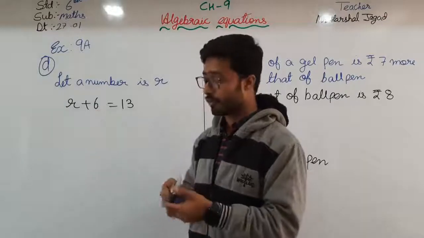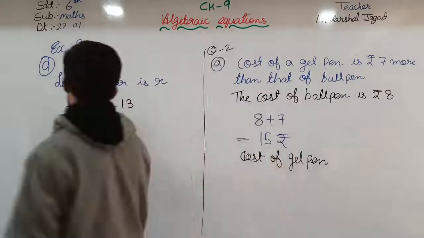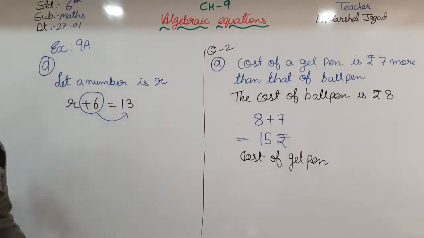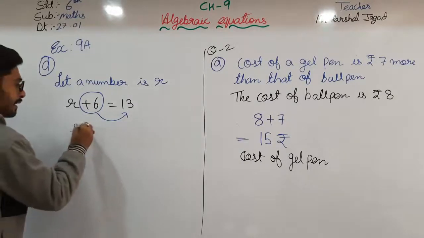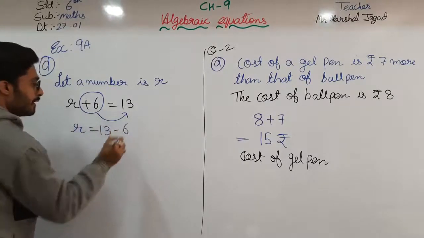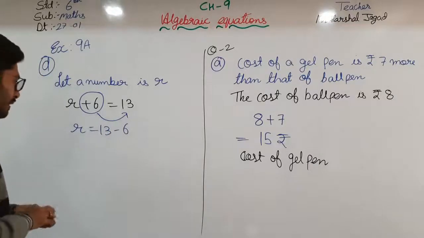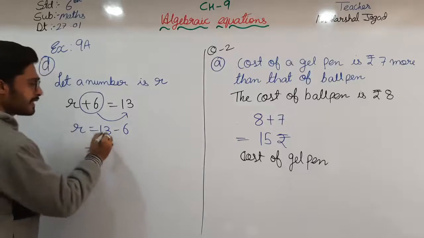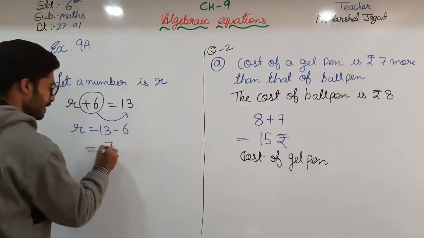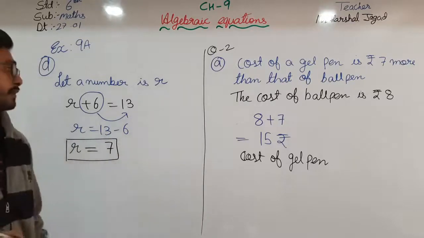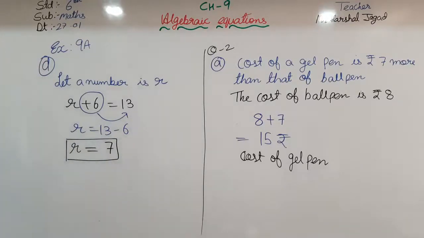So first of all, what do we have to do? We have to take this plus 6 towards this side, then we can get the value of R. So R is equal to 13 minus 6. 13 minus 6, that is 7, which is the value of R. Okay students, please note down this. Another one, that is I.